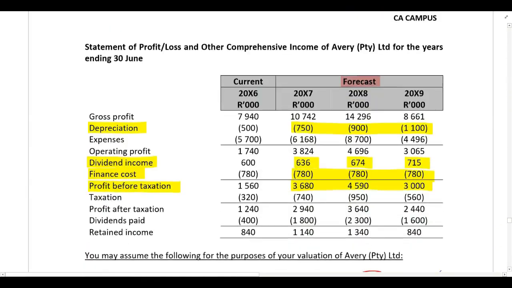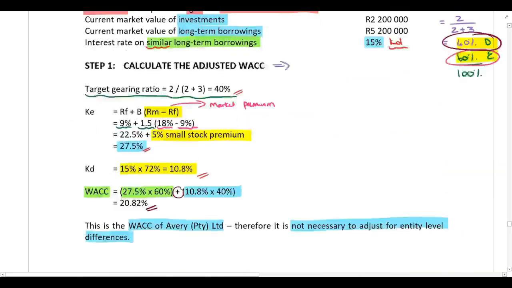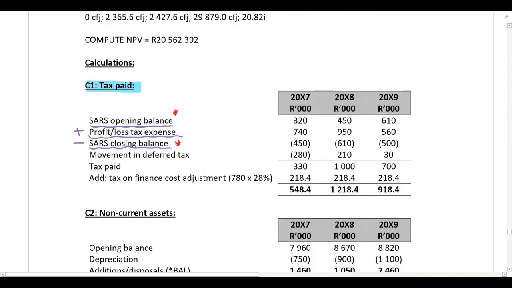My income tax expense obviously comes from my statement of profit and loss and other comprehensive income. So there's my tax expense in each of those years. All right, so you should be happy with where all of those numbers come from.